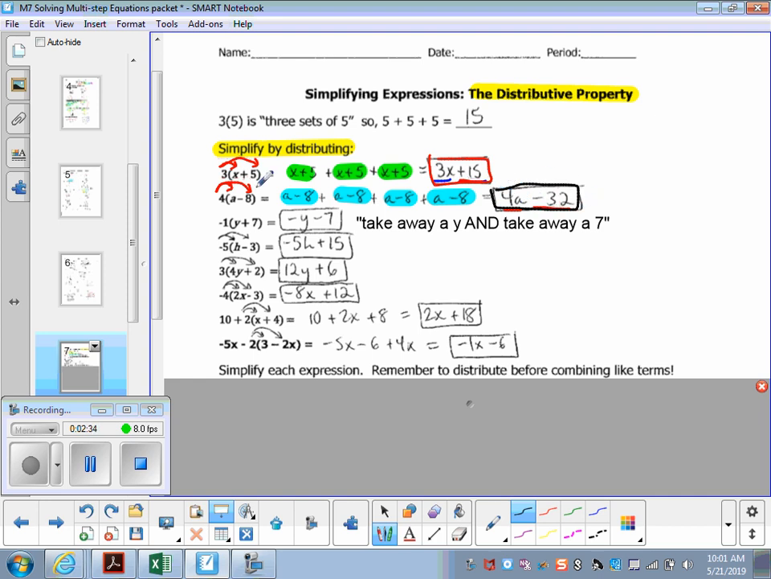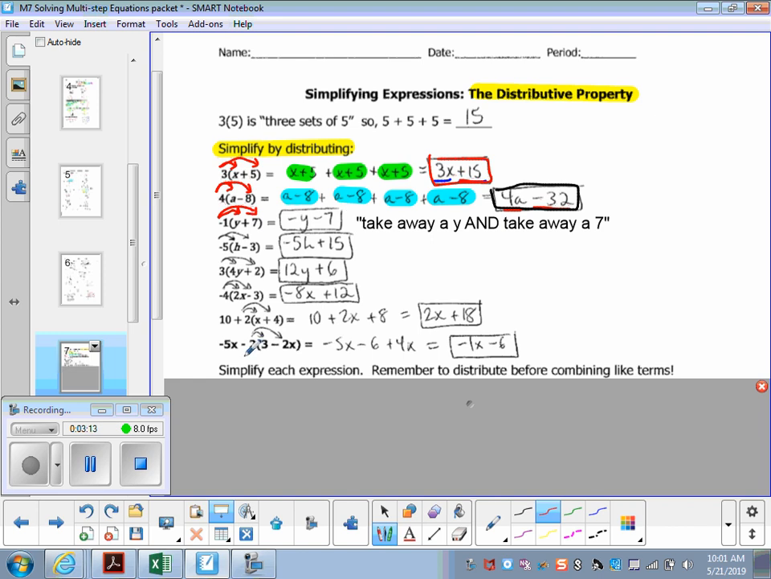Now for the third example here, when you see a minus 1 out in front, it's basically like saying take away a Y and take away a 7. It's saying to take away one of everything that's in here. So if you take away a y and take away a 7, we get negative y minus 7. And here's the shortcut again in red with the arrows. Negative 1 times y is negative 1y, and I don't have to write the 1 right here. And negative 1 times 7 is negative 7. So when we distribute the negative 1, it becomes a negative y minus 7.